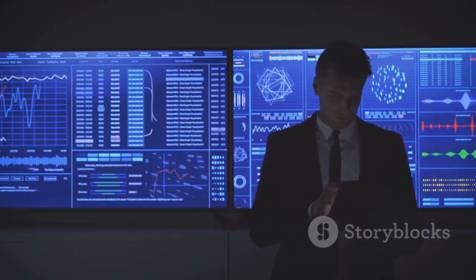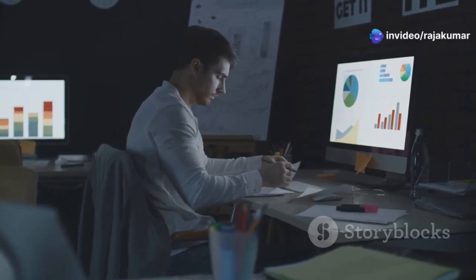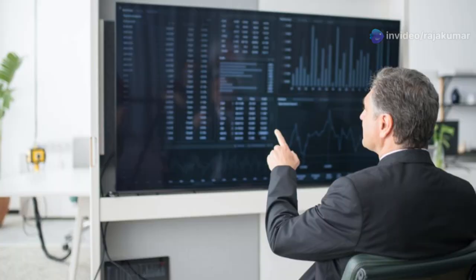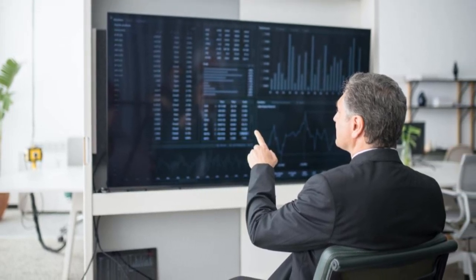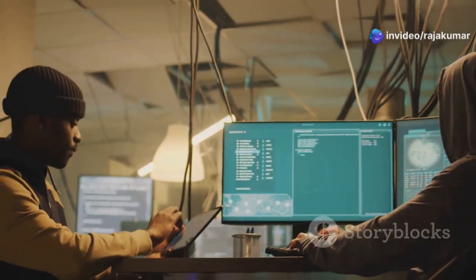Avoiding common data modeling pitfalls. While Power BI makes data modeling accessible, there are common pitfalls that beginners should avoid. Ignoring data quality. Poor data quality can lead to inaccurate analysis and misleading results. Always cleanse and validate your data before loading it into the data model.